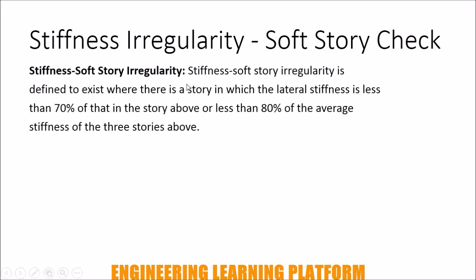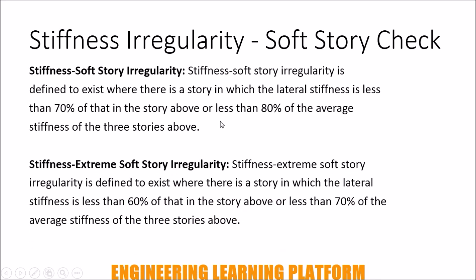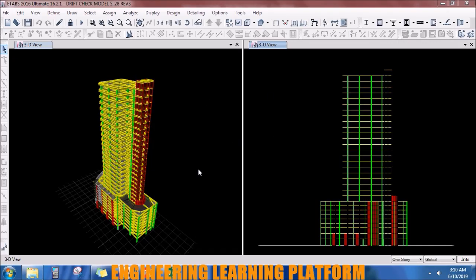As the name mentions, it is irregularity in the stiffness. There is another kind called extreme soft story irregularity, which exists when the story in which the lateral stiffness is less than 60% of the story above or less than 70% of the average stiffness of three stories above. So it is the same model in which we performed the mass irregularity check. Today we will be performing a stiffness irregularity check using the same model.